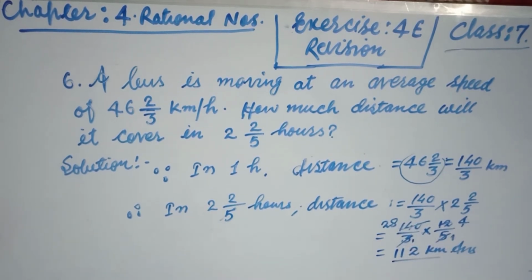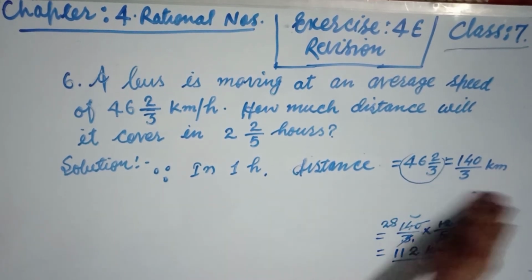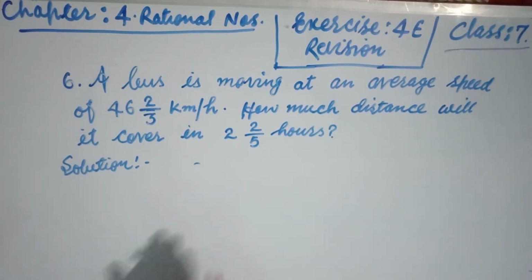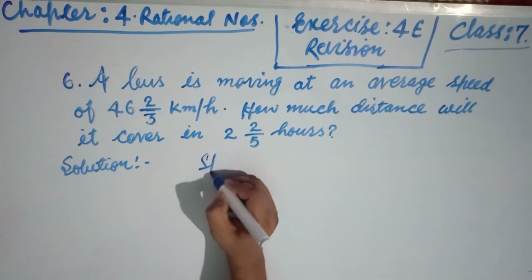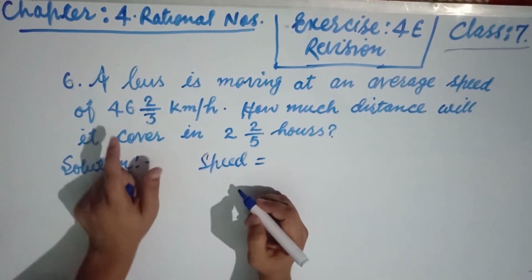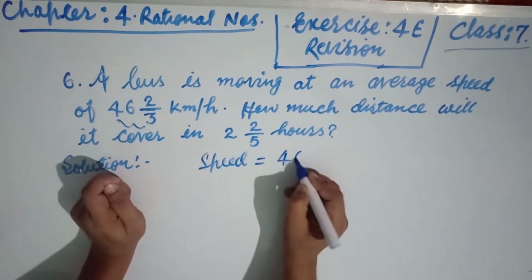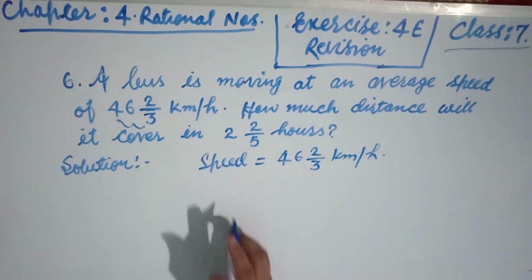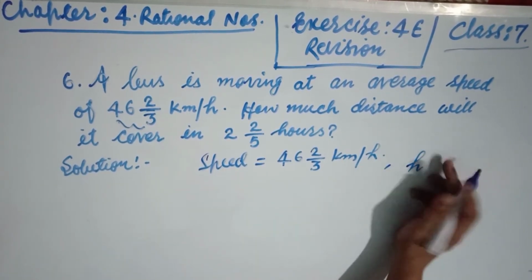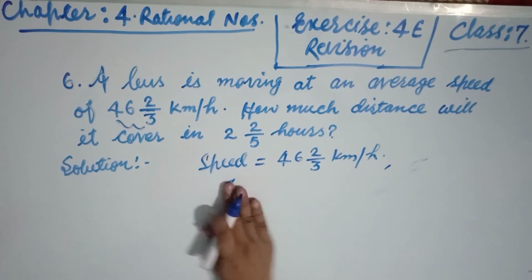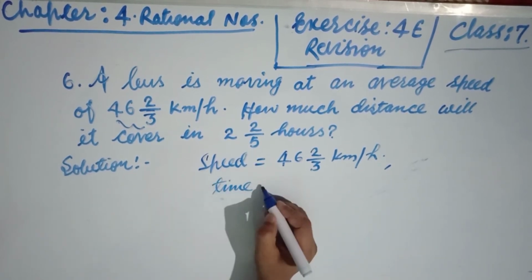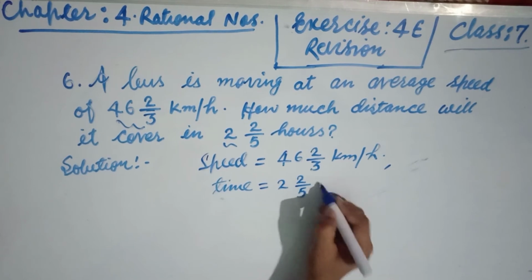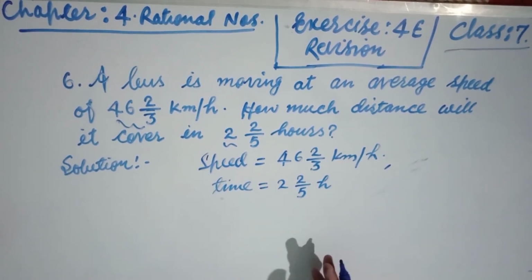This is the answer. Now, an alternative method: see, friends, we can also solve this question this way. The alternative method is here, friends: the speed. Speed is given; the average speed is actually the speed. Speed is given as 46 and 2 by 3 km per hour, remember, friends. And the hour given means time. The time is 2 and 2 by 5 hours, friends, and we have to find the distance in this time.